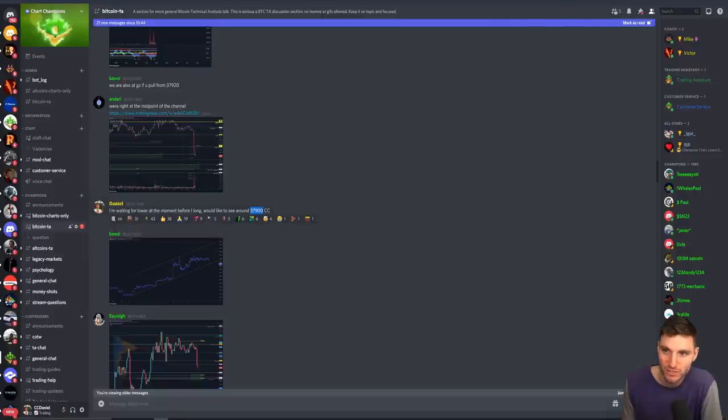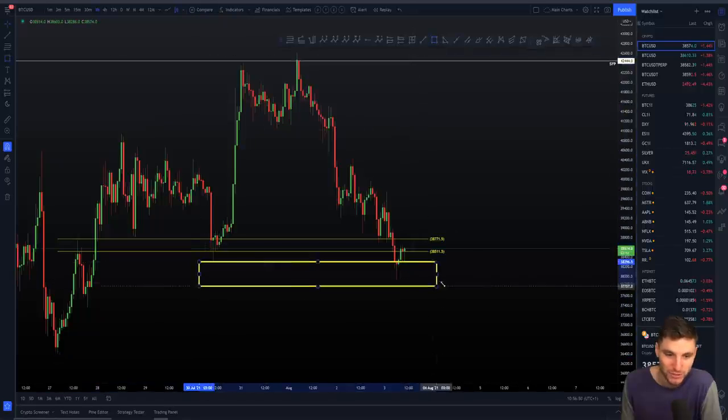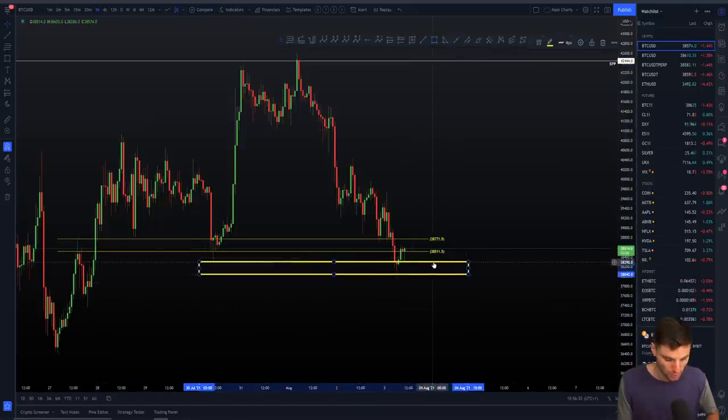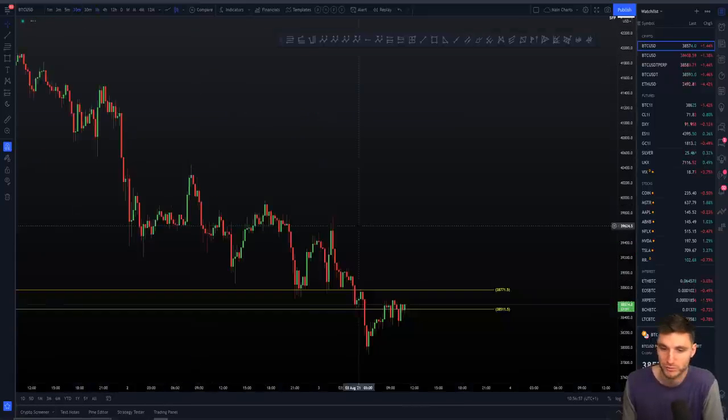37,900. What was this, you might ask? Well, this is really simply taking the lows. So we took the lows down here. And obviously, we're getting a bit of a bounce underway. So naturally, I do think this was a nice scalp long position, to be honest with you.